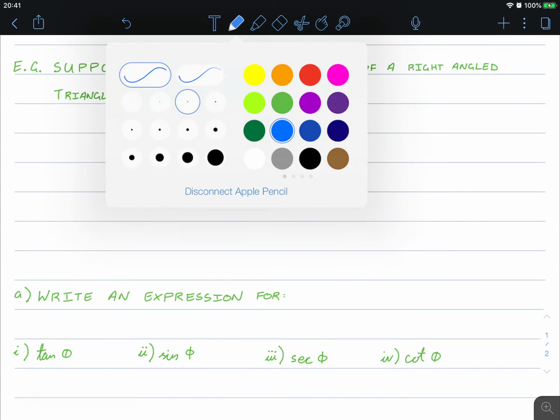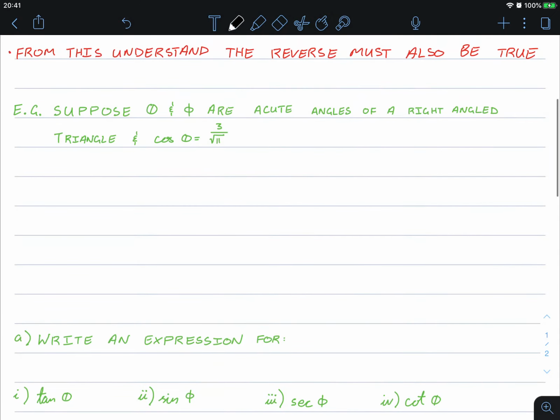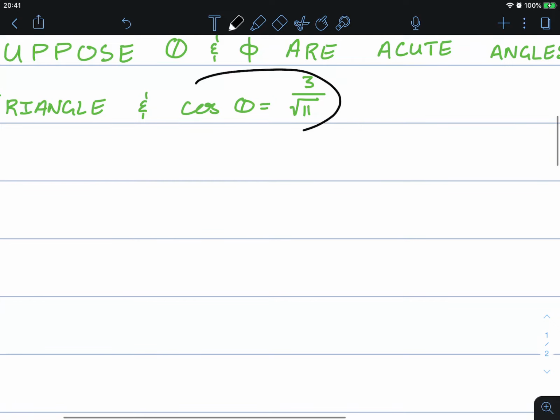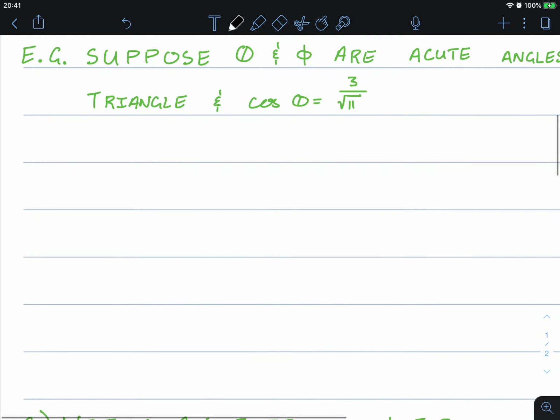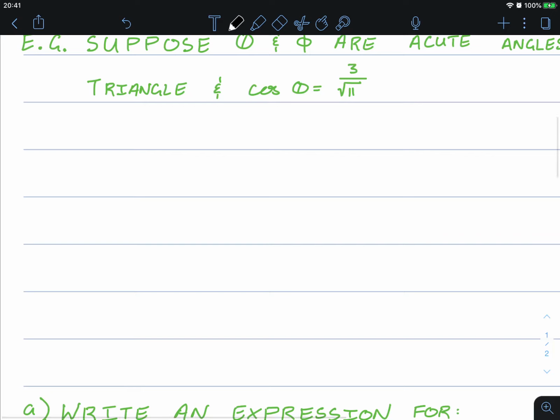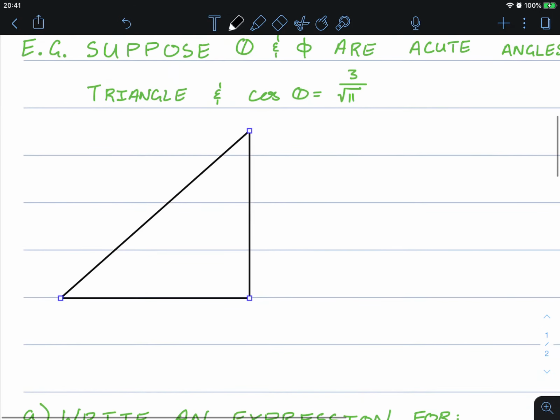So let's draw any right angle triangle that fits this description. So we have a right angle triangle. Here's my hypotenuse. It doesn't need to be exact because it's just a visual representation of what we're about to do. And let's say that our angle here is theta, which means this angle here must be phi.